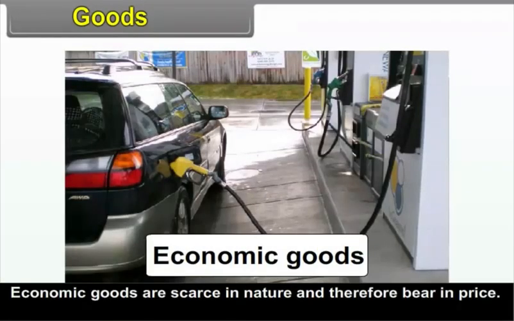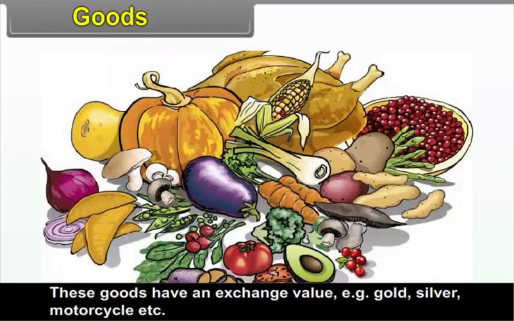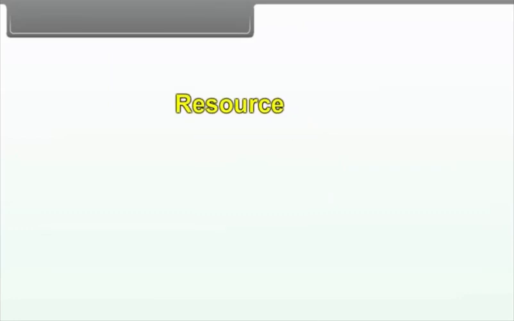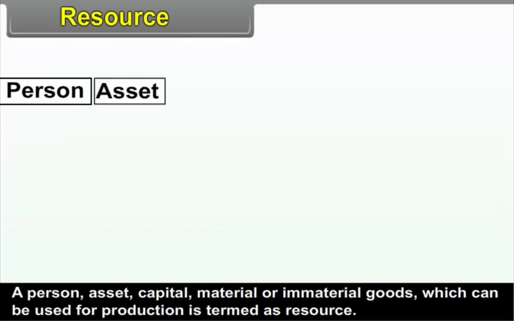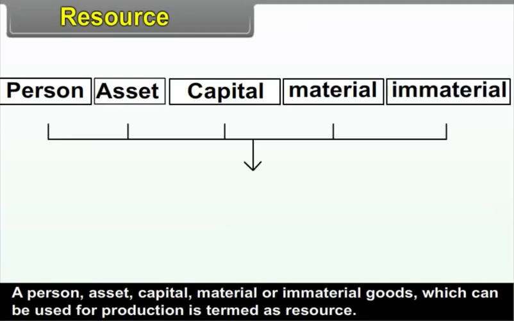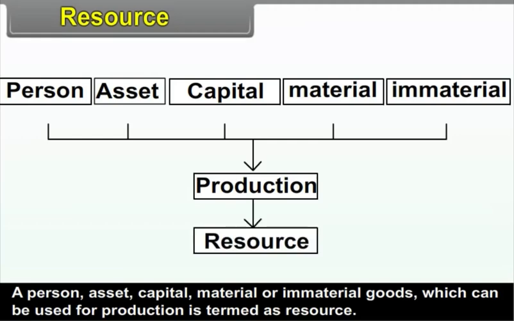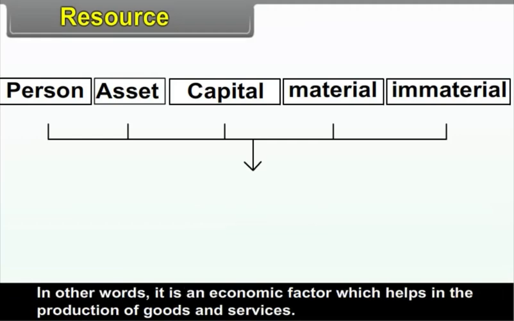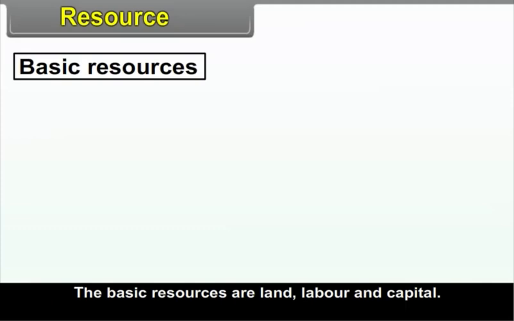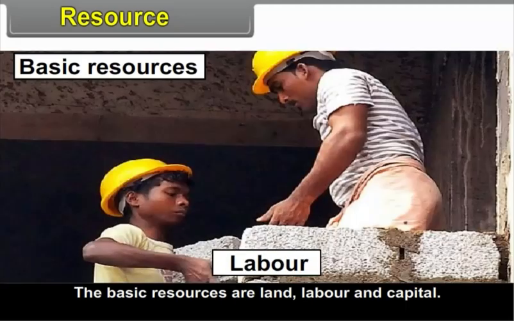Economic goods. Economic goods are scarce in nature and therefore bear a price. These goods have an exchange value. For example, gold, silver, motorcycle, etc. 2.4 Resource. A person, asset, capital, material or immaterial goods which can be used for production is termed as resource. In other words, it is an economic factor which helps in the production of goods and services. The basic resources are land, labor and capital.